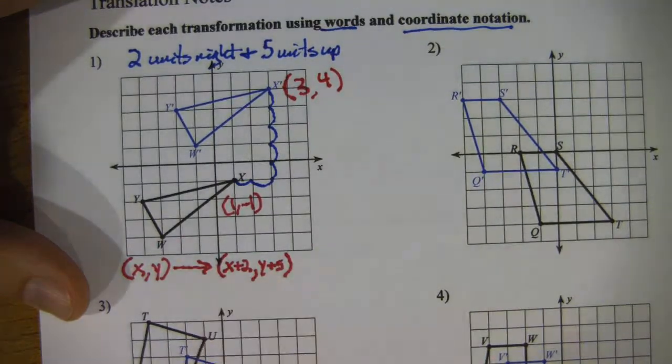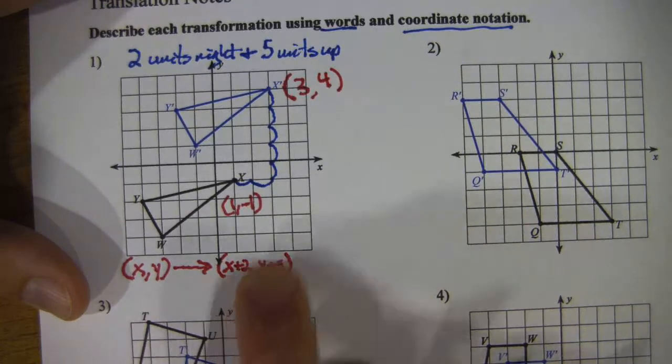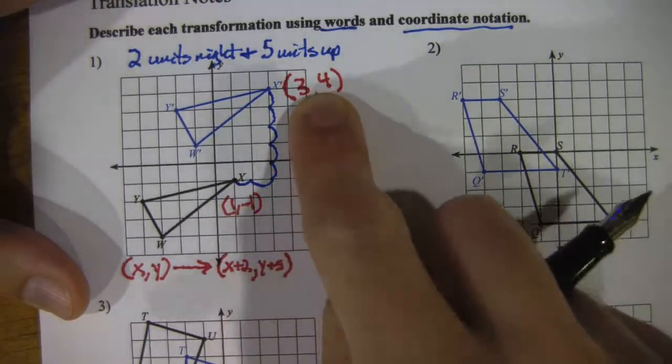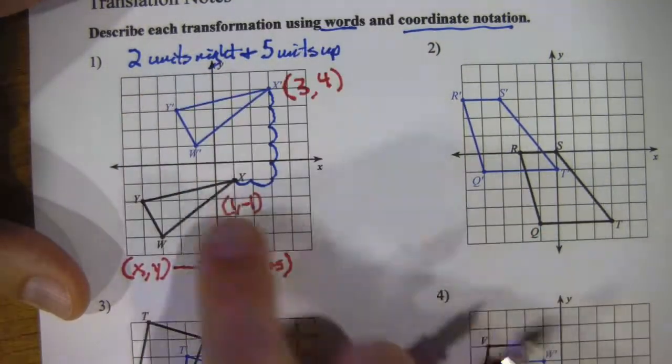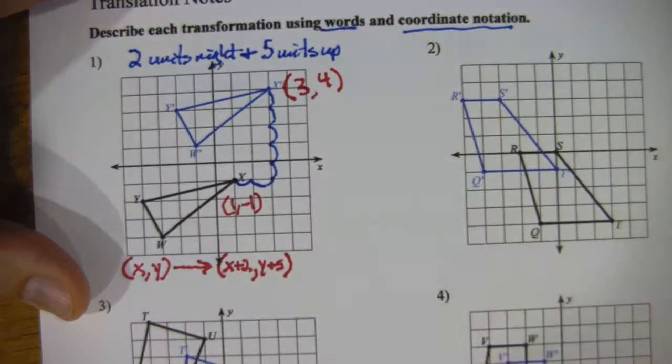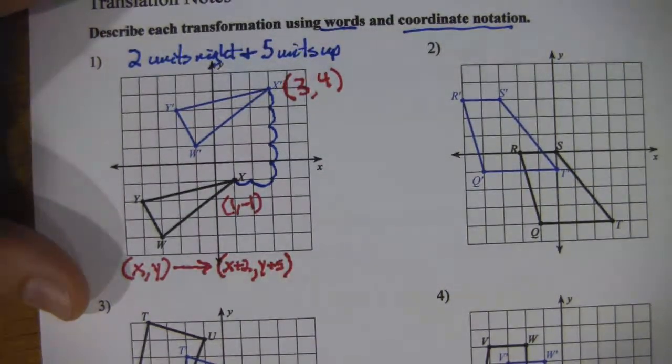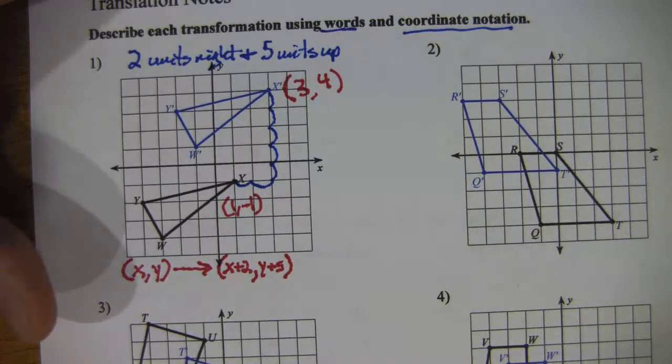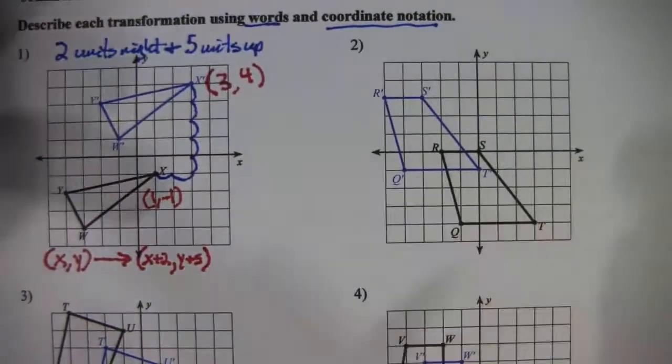So what this allows me to do, coordinate notation, is take points and move them algebraically, whereas word form makes me sit there and count everything out. So they both get the same outcome. One's just a little bit more efficient than the other. All right, so let's try another one. Let's look at this one.